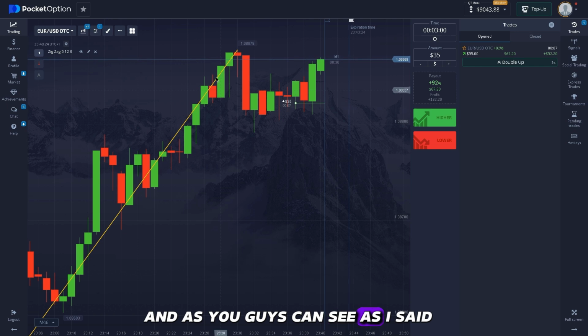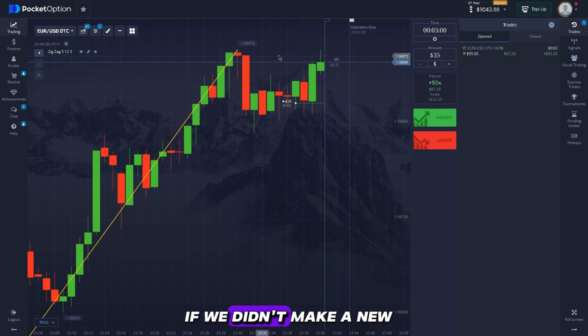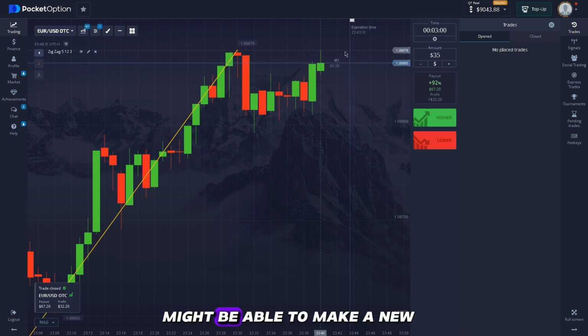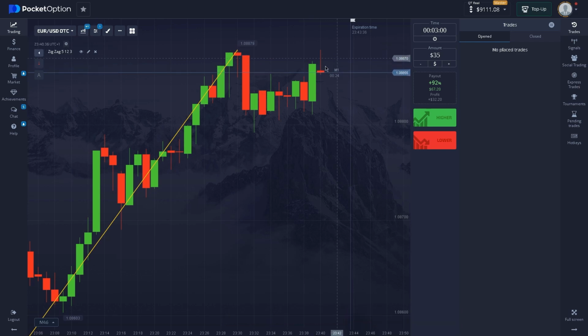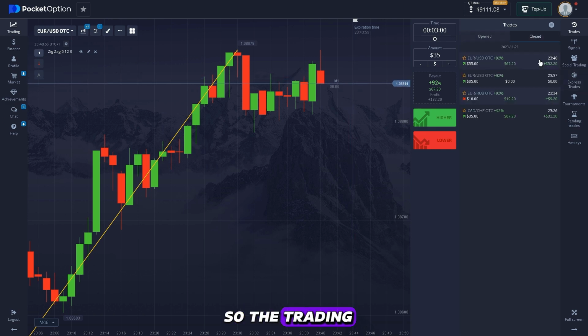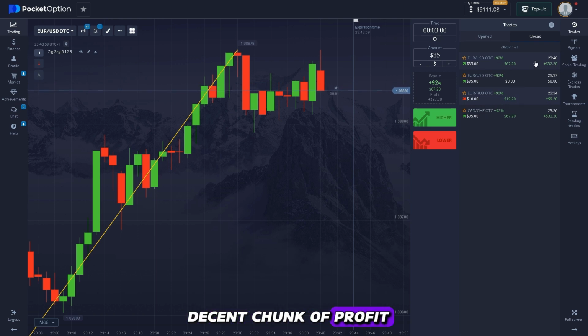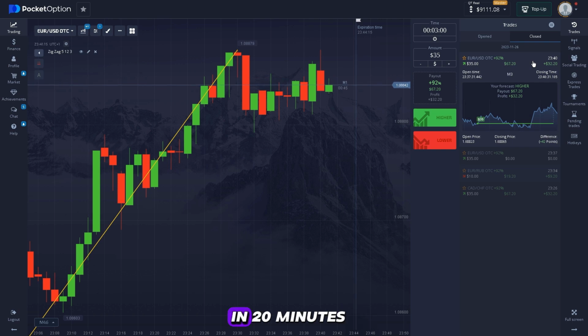And as you guys can see, as I said, if we didn't make a new higher high, we might be able to match the previous high. And as you guys can see, we have won this trade as well. So the trading stats are looking good. We are in a decent chunk of profit, probably like $50-$60, and I think it's good money for like 10-20 minutes. I mean, who makes like $50 in 20 minutes, you know? It's better than doing any job.